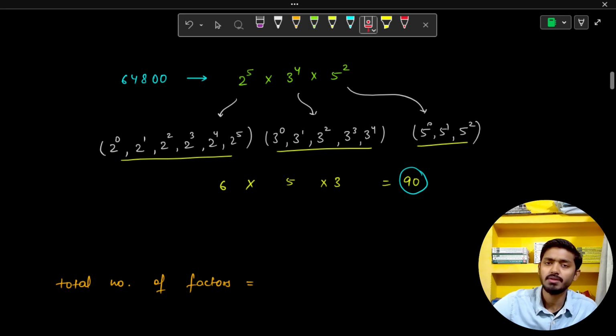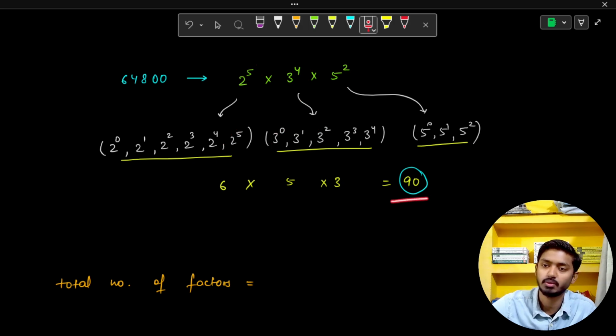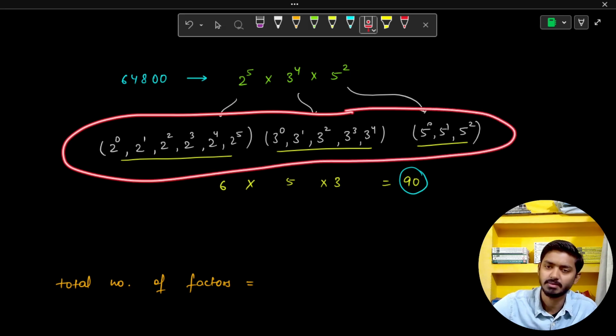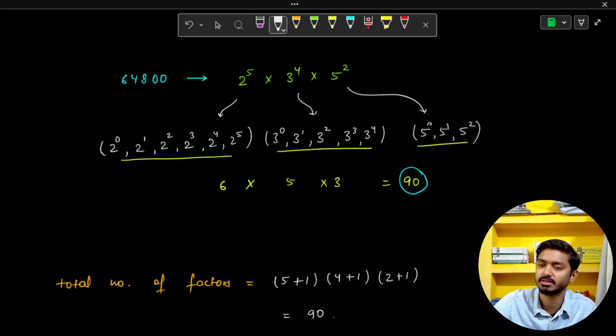Now, if you observe, what we have done is we have increased the exponents by 1 and then multiplied them. Increase the exponents by 1 and multiply them in order to find the total number of factors. So we do not need to write this every time. We'll just say, take the exponents, add 1 to them and multiply them. We get 90. That is how we find the total number of factors.